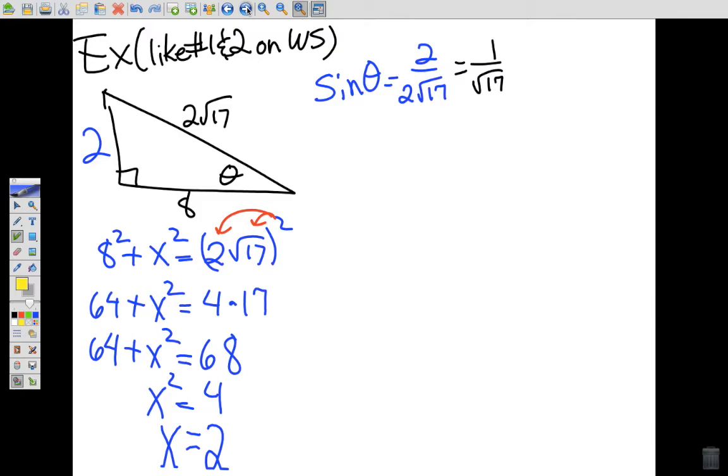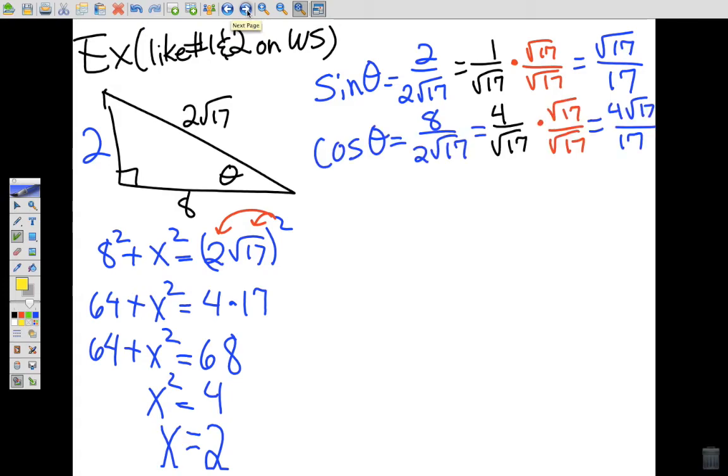So to rationalize our denominator, that means get rid of the radical in the denominator, I'm going to multiply that fraction by another fraction that means the same thing as 1. The fraction I'm going to choose to use is square root of 17 over square root of 17. Now when I multiply my numerator, 1 times the square root of 17, I get square root of 17. But when I multiply the denominator, a radical times itself is simply itself, 17. So we've just calculated the sine of theta. We reduce the fraction, we rationalize the denominator.